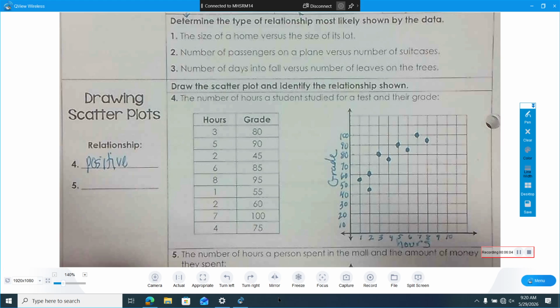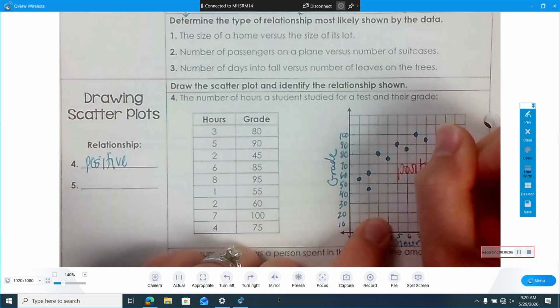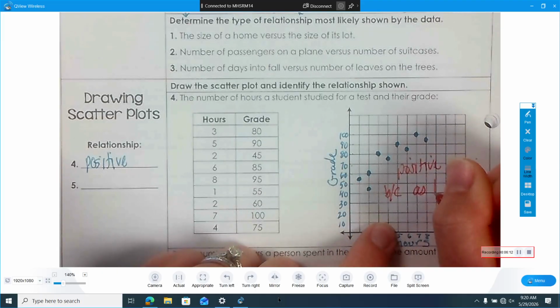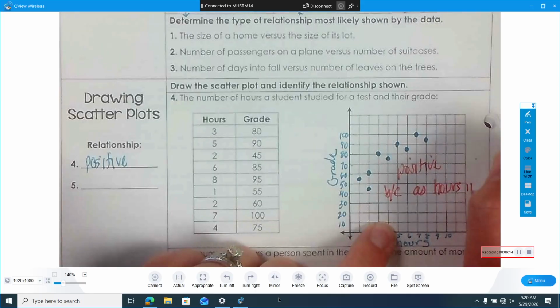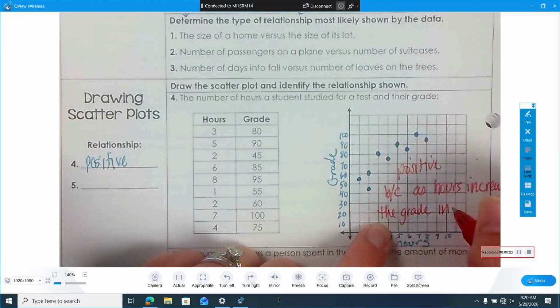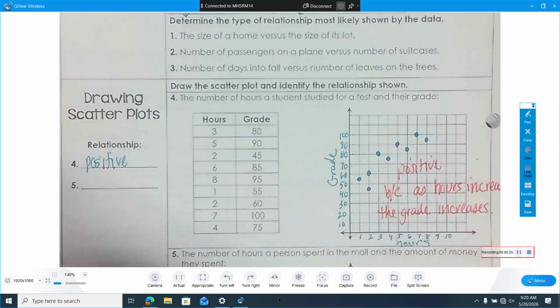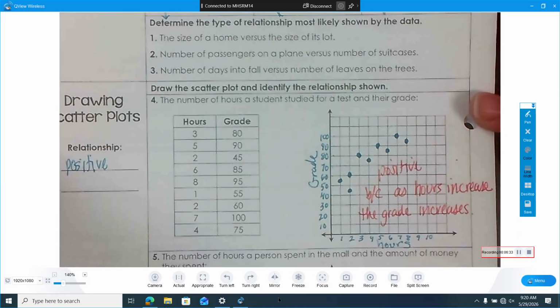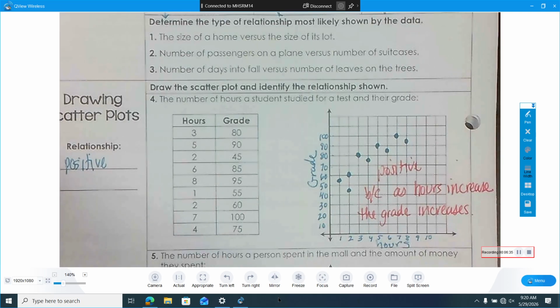Write this down. Positive, because as the hours increase, the grade increases. As the number of hours you study goes up, the grade also goes up. As the hours increase, the grade increases. All right, let's look at number 5.